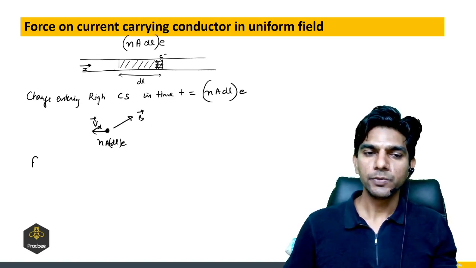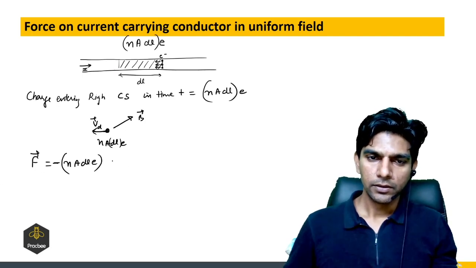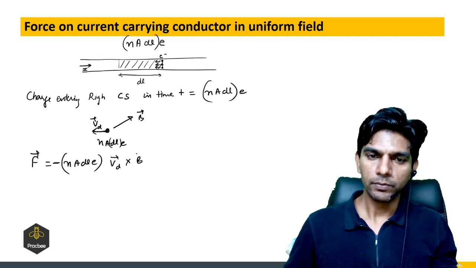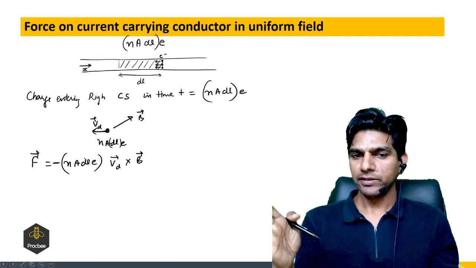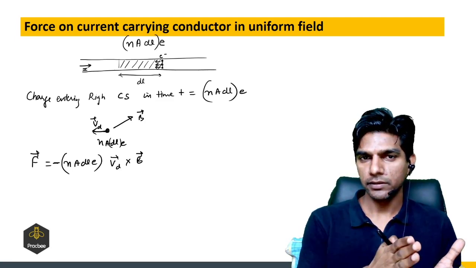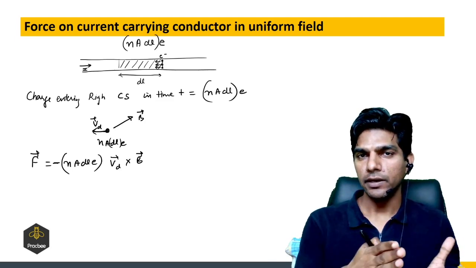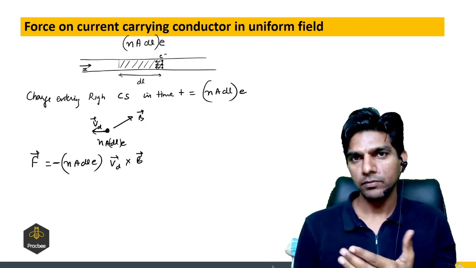So what is the force experienced by this charge? That will be nAdl times e. Since it's a negatively charged particle, I'll put a negative sign. So Q vd cross B. Now in this case, vd is in the left direction and dl is in the right direction. So for every current element, we'll always take the direction of the current element along the current.